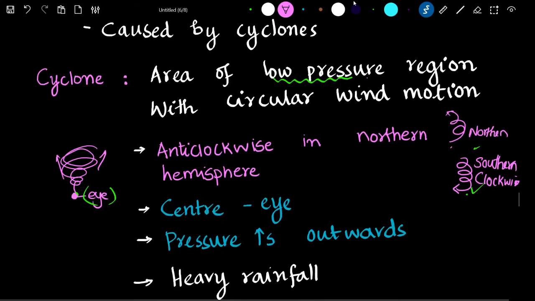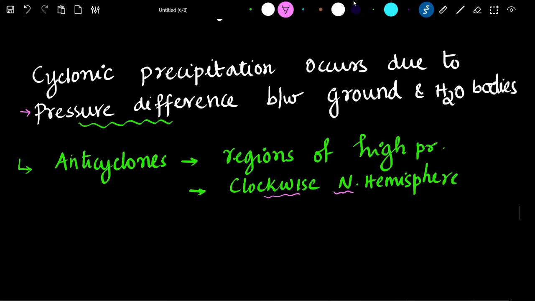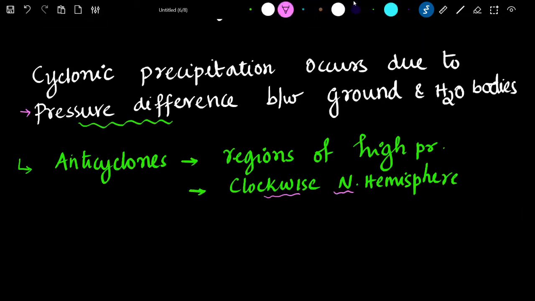Now the center of the cyclone is what you call an eye, and it is a low pressure region, and the pressure increases outwards. So cyclonic rains are usually very heavy rainfalls. In general, you can say cyclonic precipitation occurs due to the pressure difference between the ground as well as the water bodies. Then when we talk about cyclones, we need to understand one more term, that is anticyclones.